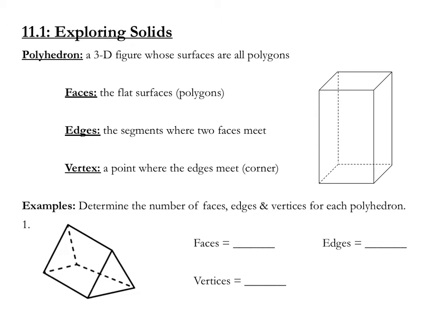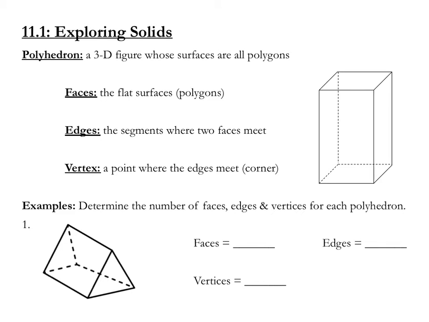We are starting chapter 11 and it is all about three-dimensional shapes. So we're looking at all sorts of different solid figures from pyramids to cones to cylinders. So we'll be talking about those. Today is kind of an introduction day. It's just starting to talk about some of the terms that we're going to see.